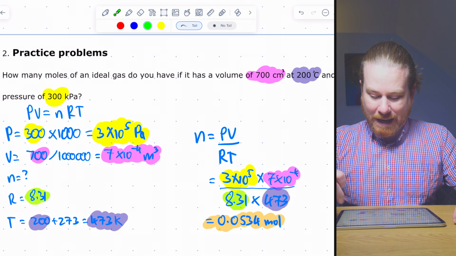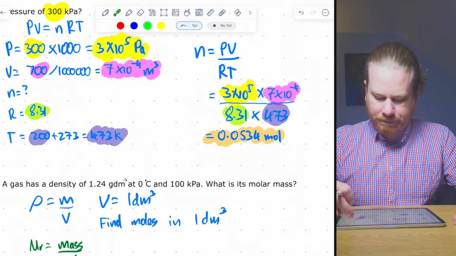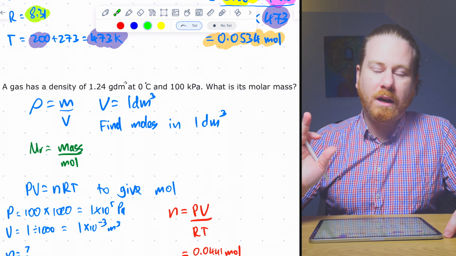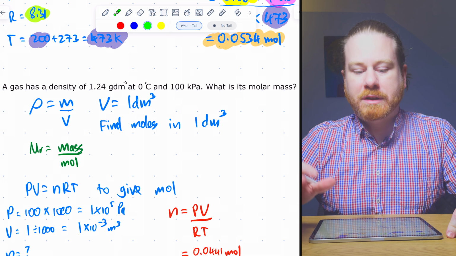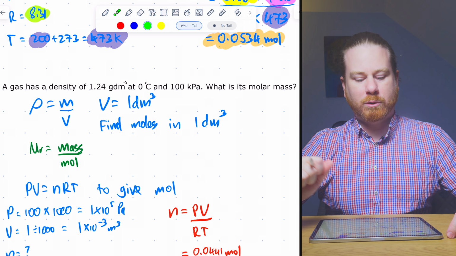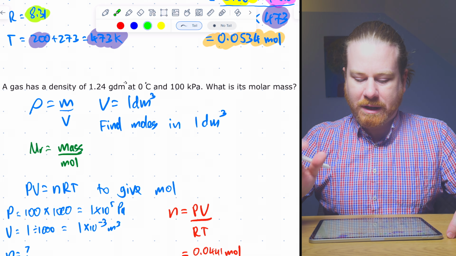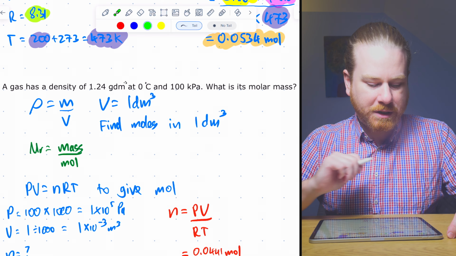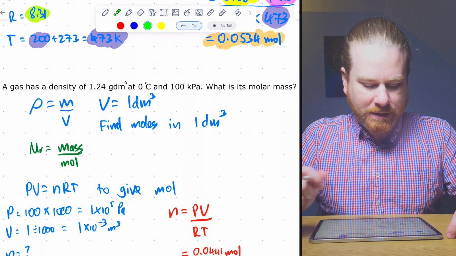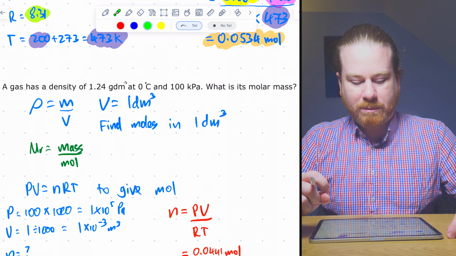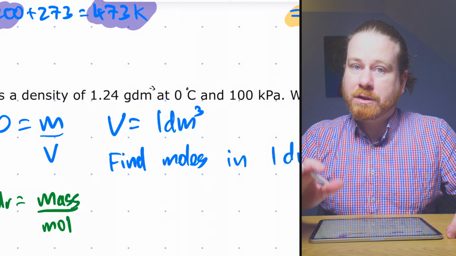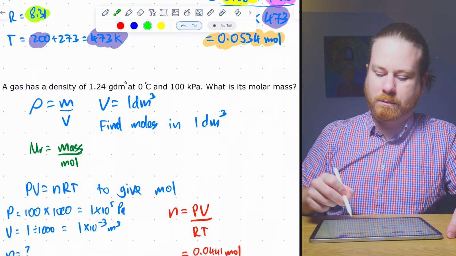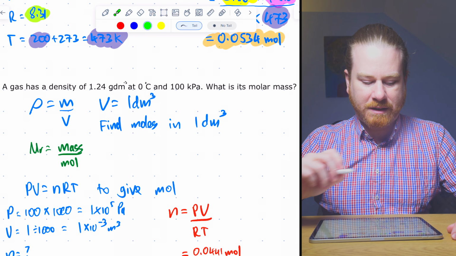Now let's take it up a level. Let's go to level 2. This is specifically mentioned in your syllabus, which is why I went through this example. It's being able to calculate the molar mass of a gas from some data. In our question here, we have a gas that has a density of 1.24 grams per decimeters cubed, and it's given us a temperature of 0 degrees Celsius and a pressure of 100 kilopascals. What is the molar mass?